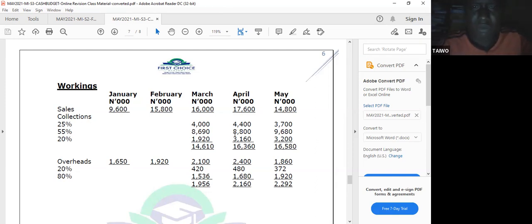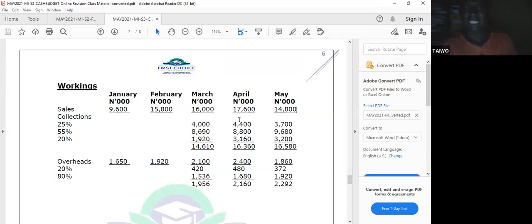Now, what about the 20% remaining? 20% of this 16,000, it should go to the third one, which is May. That's 20% of that March sales. That's 0.2 times 16,000. That's 3,200. Can you now see?